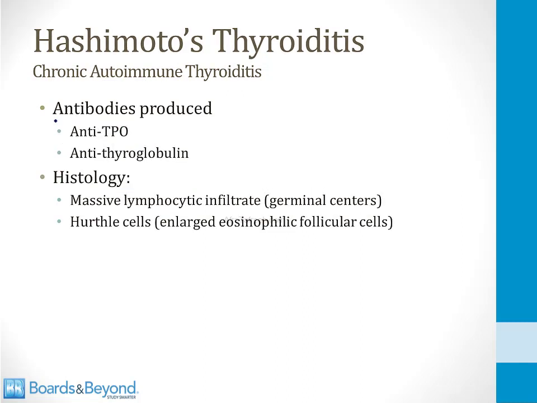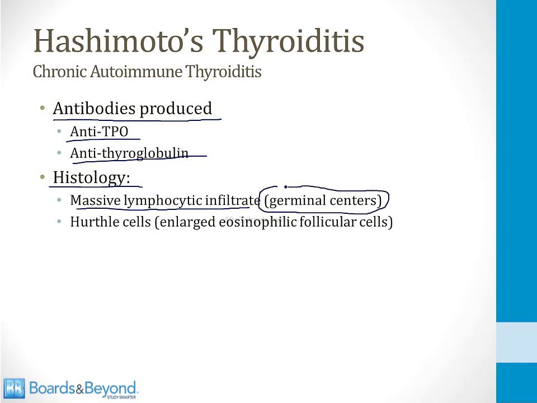The stimulation of B cells leads to the production of antibodies. They're not involved in the pathophysiology of the disease, but you can measure their levels in the serum for diagnosis. So you can find antibodies to TPO and thyroglobulin in patients with Hashimoto's. If you biopsy the thyroid gland, what you will see on histology is a massive infiltrate of lymphocytes in the thyroid tissue. That should make sense to you if you understand that lymphocytes are responsible for the pathophysiology. Sometimes there are so many lymphocytes present that they form germinal centers.